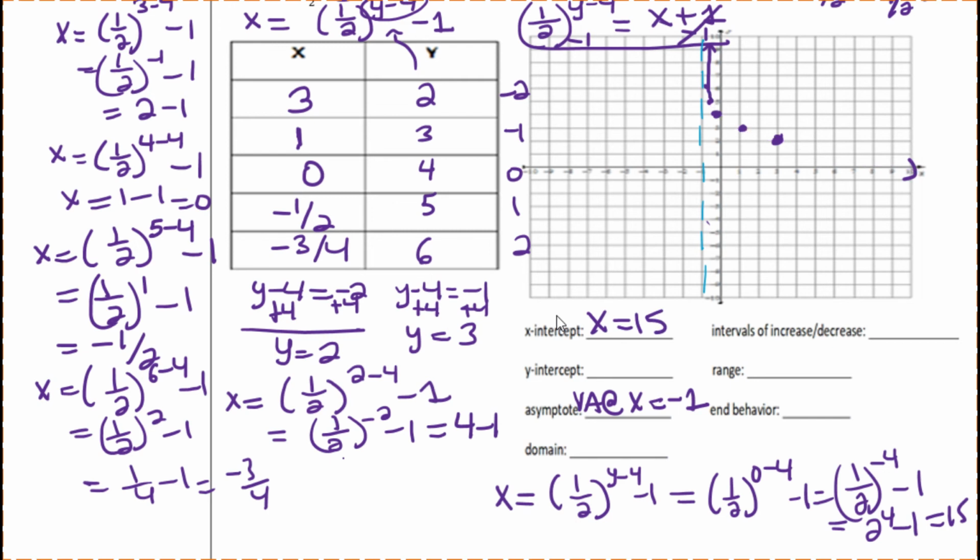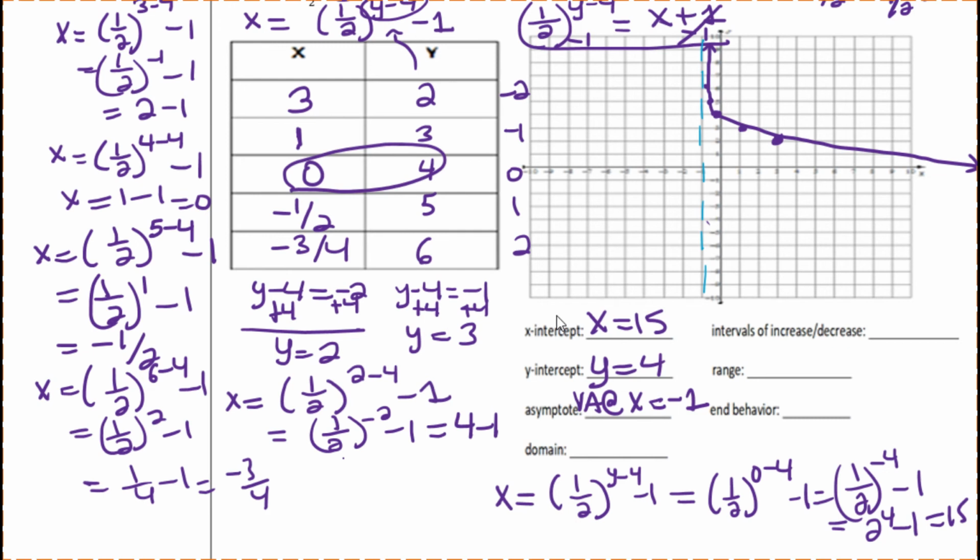You know, I'm a little bit off here, but you know that it'll continue and it'll go so slowly, it'll cross at 15 somewhere. Alright, and then the y-intercept, there is a y-intercept here. It's at 0, 4. That's where it crosses the y-axis. So y equals 4.